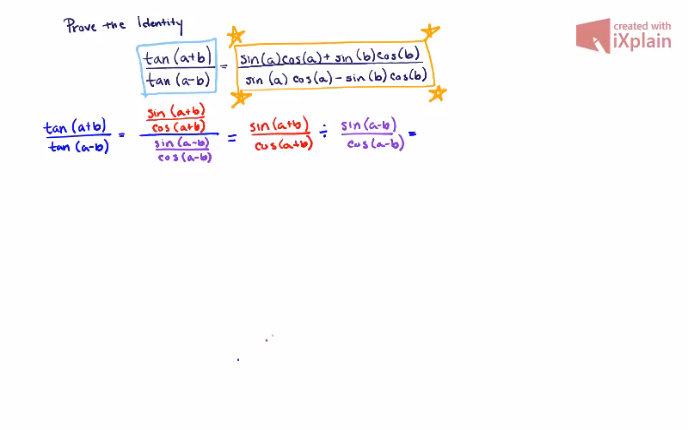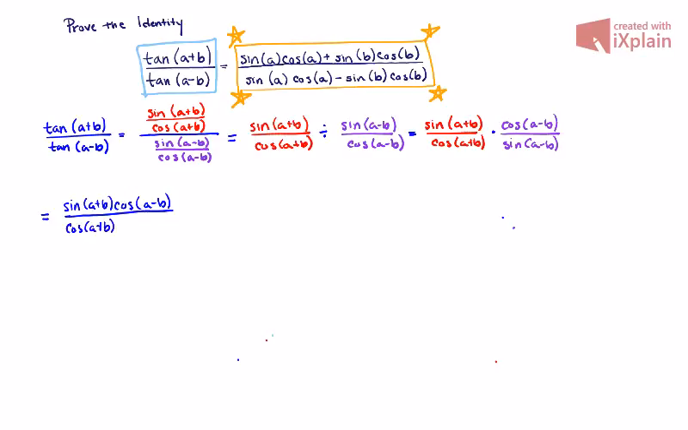This, we can now use what we know about multiplying with fractions. So we'll have the sine of a plus b all over the cosine of a plus b times the reciprocal. So that's going to be the cosine of a minus b all over the sine of a minus b. So I'm going to go ahead and rewrite that down on another line. So we really have the sine of a plus b times the cosine of a minus b all over the cosine of a plus b times the sine of a minus b.